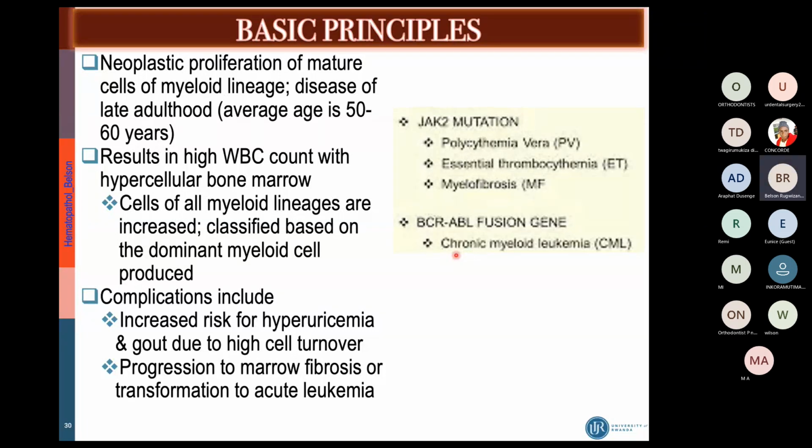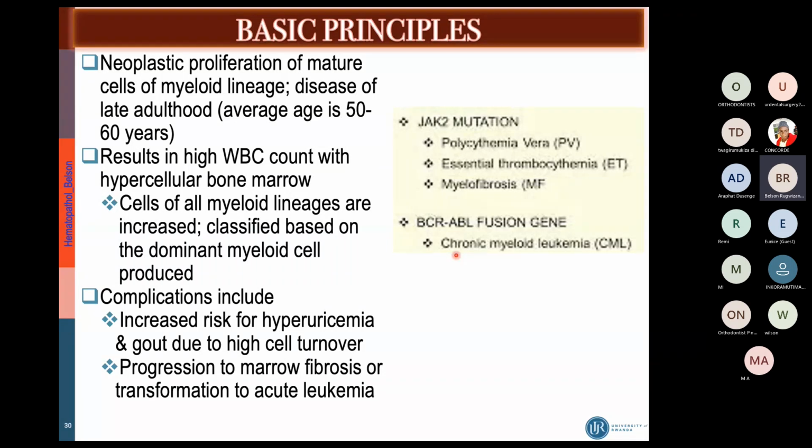So usually there are very high white blood cell counts. I remember in the patients I had in the course of my research projects, 400,000 white blood cells per microliter, when normal is much lower. So the cells of myeloid lineage are increased, classified based on the dominant myeloid cell produced.